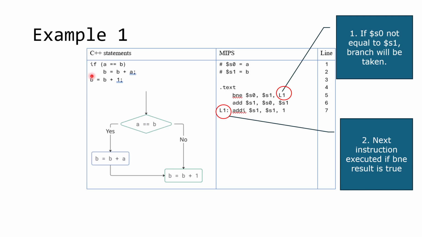Now, if you want to get the same structure as the C++ statement, the key component is to reverse it, okay, do the opposite operation on the C++ statement. So in this case, not equal. Then you will have the same structure.